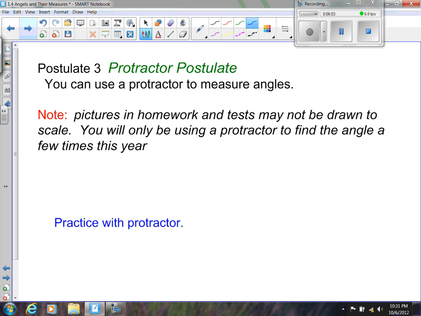The protractor postulate, another accepted statement, is basically the idea that you can use a protractor to measure angles. I do want you to note that pictures in homework and tests, especially the tests or quizzes that I would make, are not going to be drawn to scale. You cannot just use a protractor to measure those pictures to find the angle. You'll probably have to do some algebra or look at theorems to figure out those angles. Do not rely on the picture. The picture is just supposed to give you an idea.